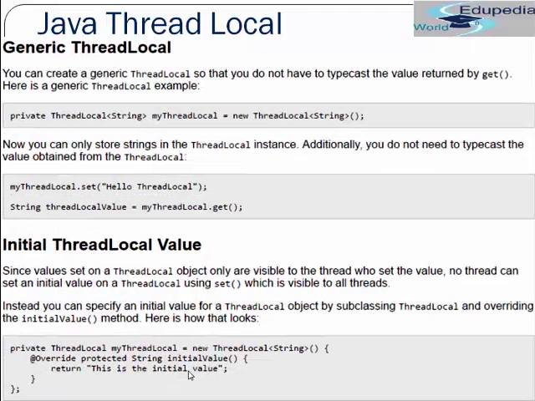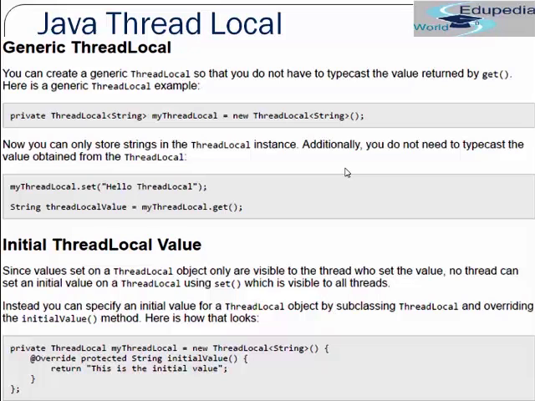Now what is a generic thread local? You can create a generic thread local so that you do not have to typecast the value returned by get. Here is an example. Over here we have used a generic thread local of string type. And since it's a string type thread local, whenever we do get, you don't need to typecast it. It will automatically give you a string value and you can simply save it in a string. So now you can only store strings in the thread local instance. Additionally, you do not need to typecast the value obtained from thread local. Fine, so this is our advantage of creating a generic thread local.